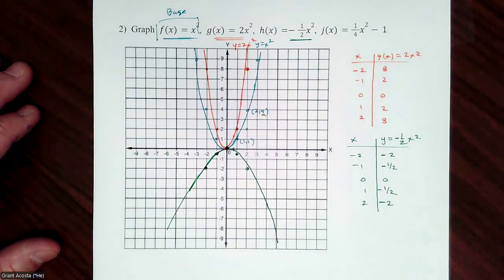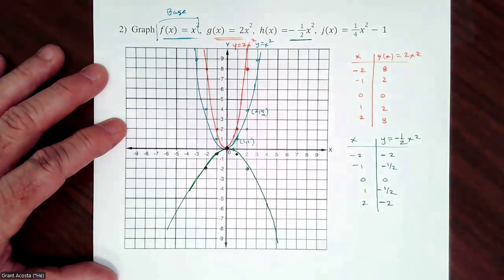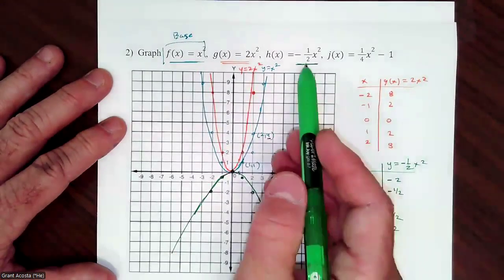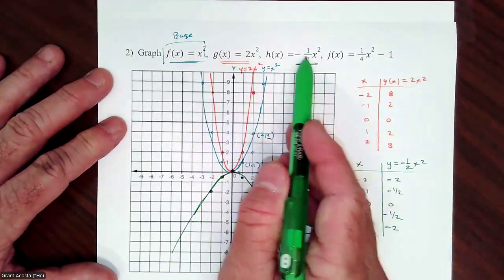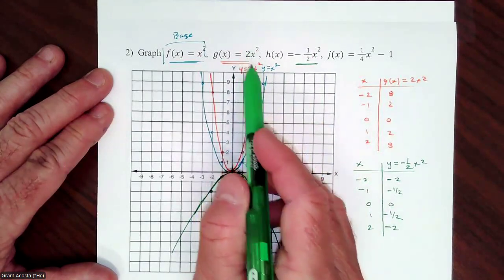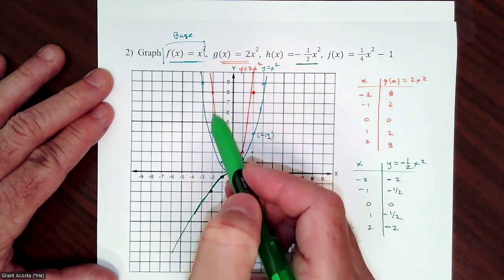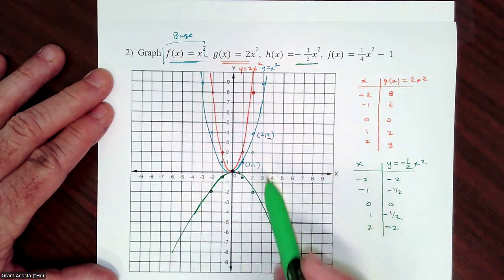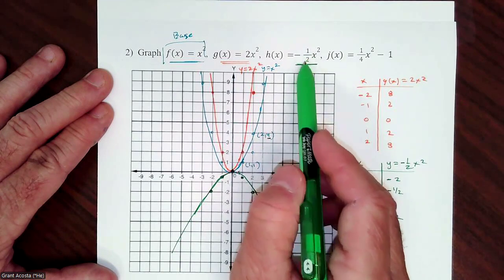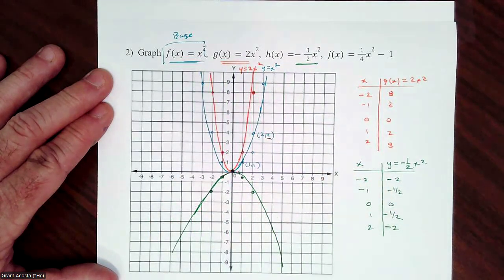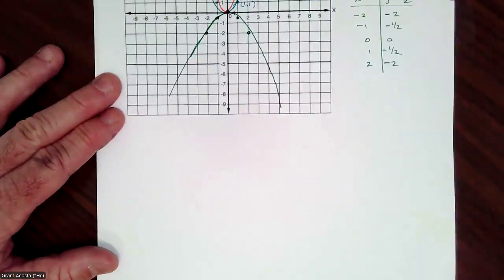So one of the things we learn is that we know about the plus and minus, but if you put a number in front, if the number in front is bigger than 1, it's going to make a more narrow parabola than your base parabola. And if you have a fraction that's less than 1, then it's going to make it a wider parabola. So I wanted to address that here.